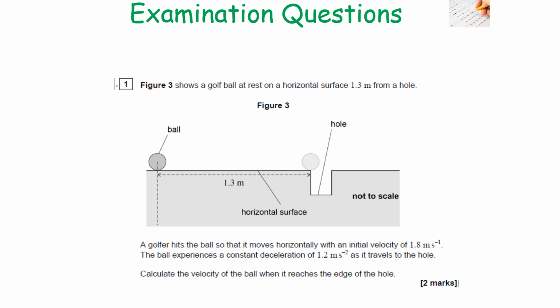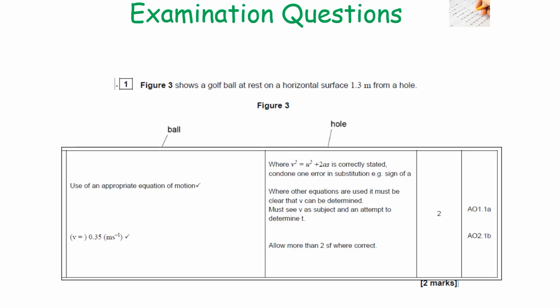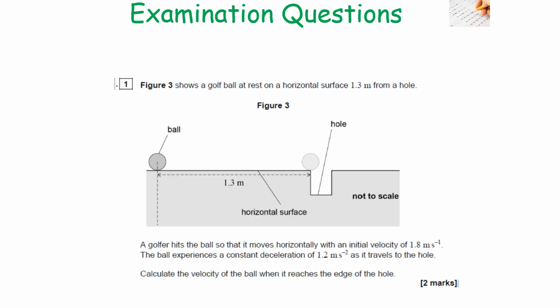Right, so when you answer these types of questions, it's important to note that it says it's a constant deceleration. When you've got a constant deceleration or constant acceleration, you have to use the equations of motion, or SUVAT. So what we can do is write down what we know. So what do we know?